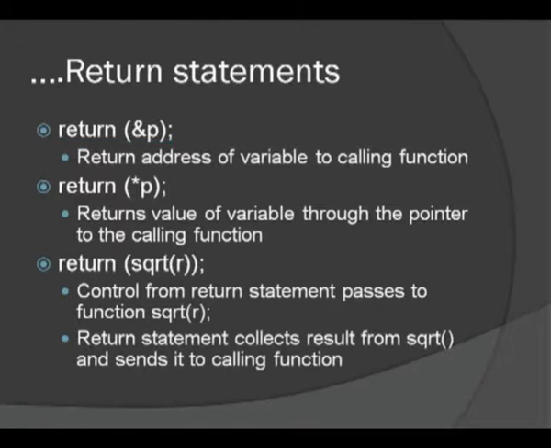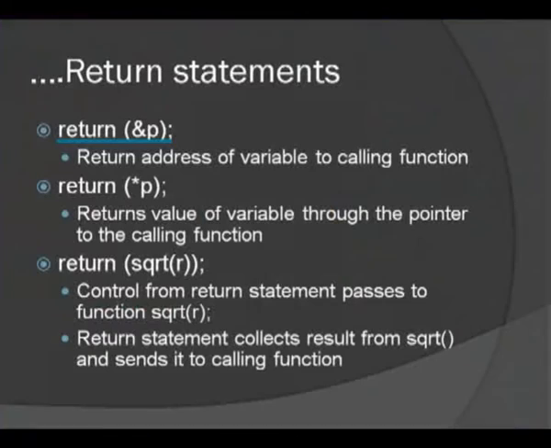The third type of return statement is return, within parentheses, ampersand p. We have seen this ampersand operator. It is used to hold, signify or identify the address that is held by a variable. So, this returns the address of this variable p to the calling function. The variable name is given here only as an example.